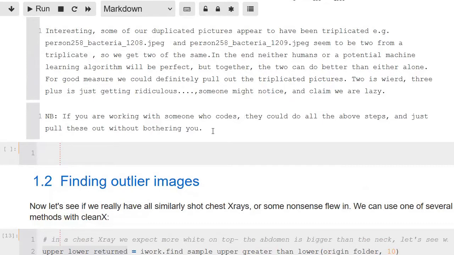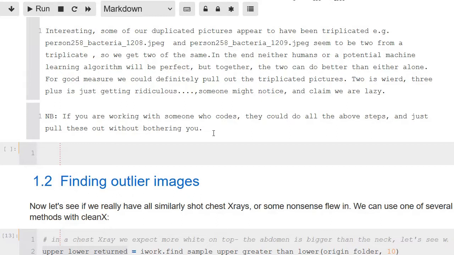We can also look for outlier images. Now, I've worked with a lot of different chest x-ray data sets, and sometimes you'll find images that are inverted. Sometimes you'll find images that are upside down. Sometimes you might find images with text on them that labels them. You'd want to pull all of those out.